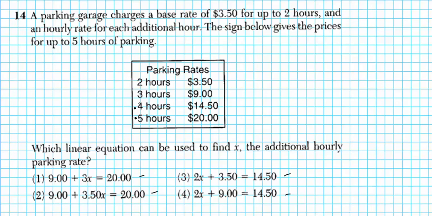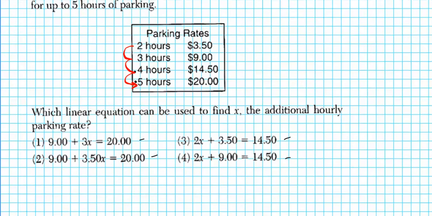So from 5 hours, from 2 we have 1, 2, 3. So it's 3 hours after 2 hours. So for that one, the correct equation should be the base rate, which is $3.50, plus 3, the number of hours, times the rate x, which should give us $20. So this is the equation for 5 hours.